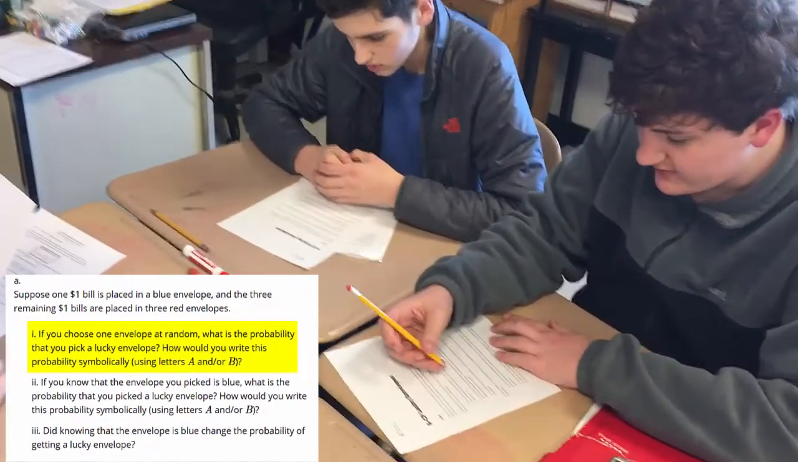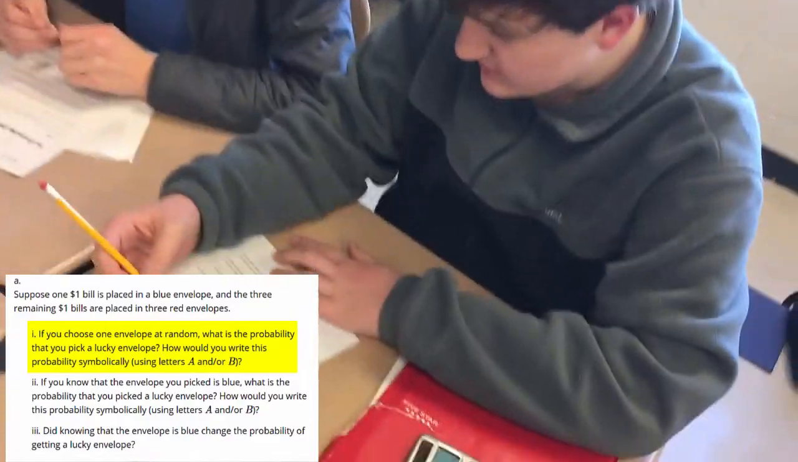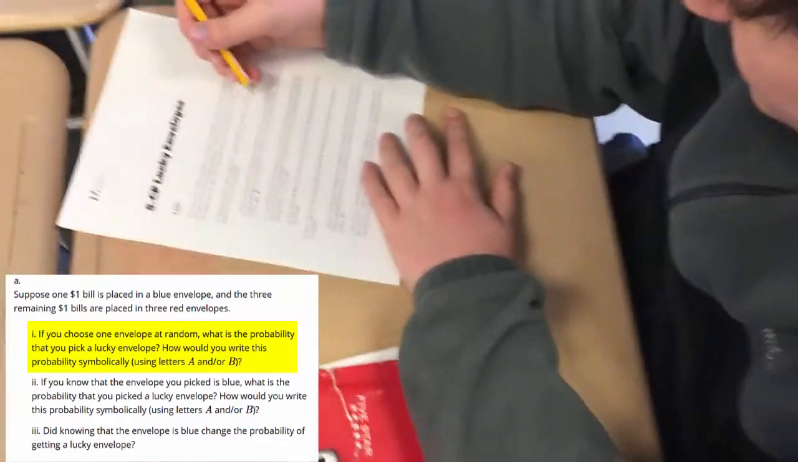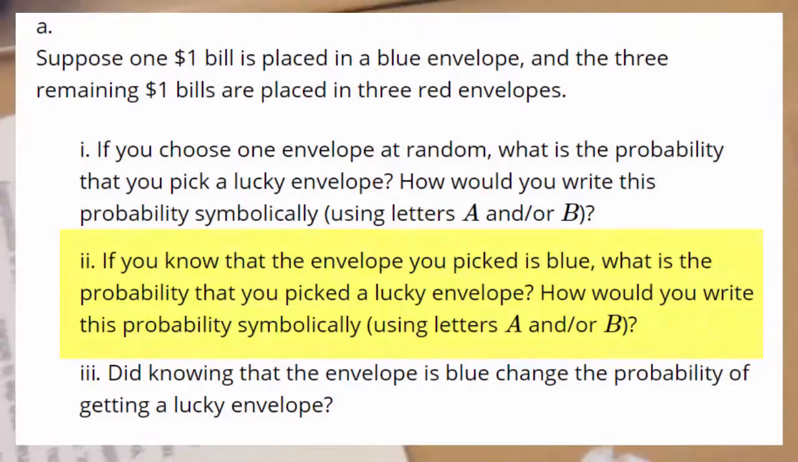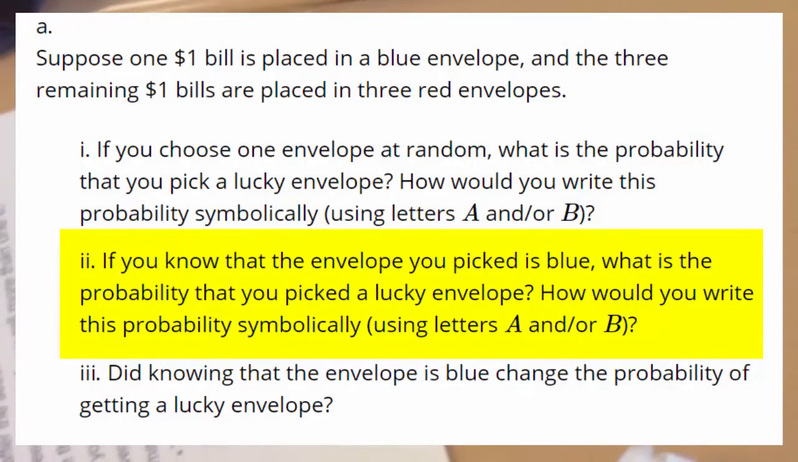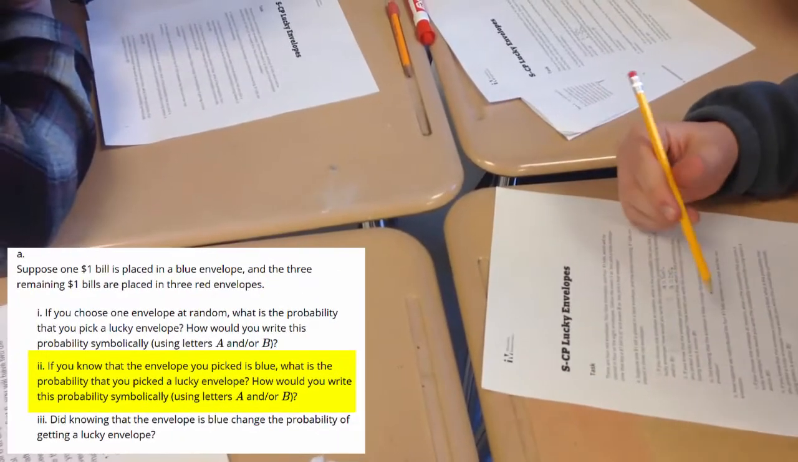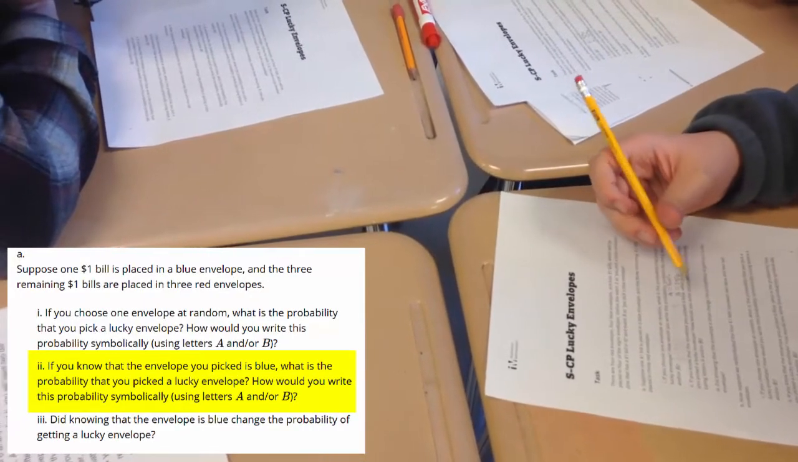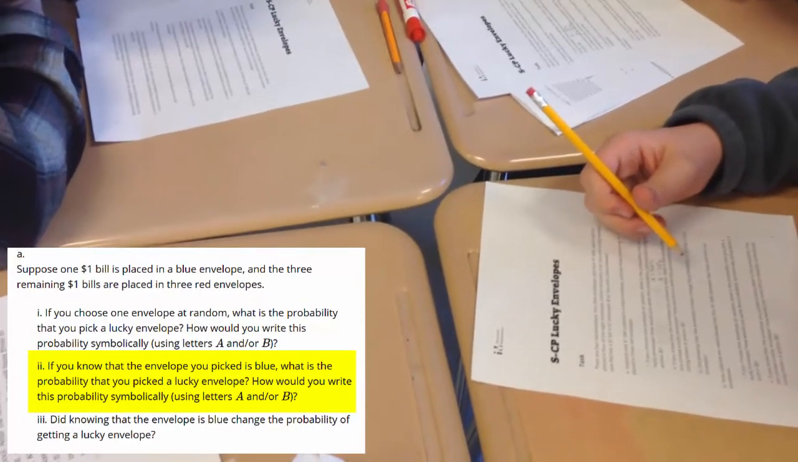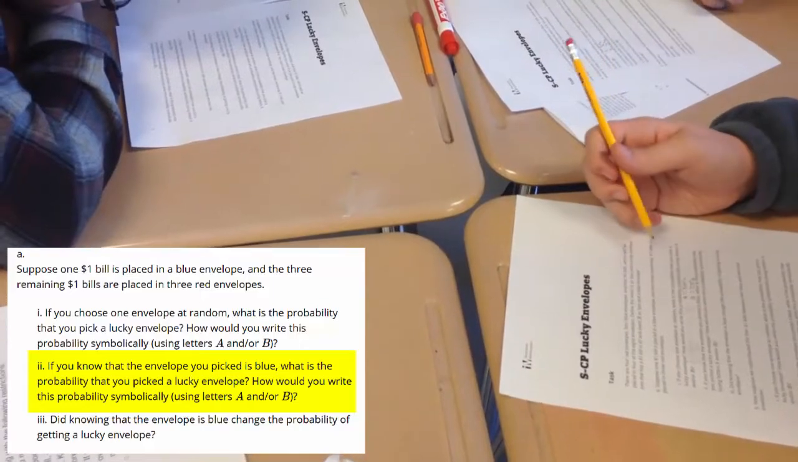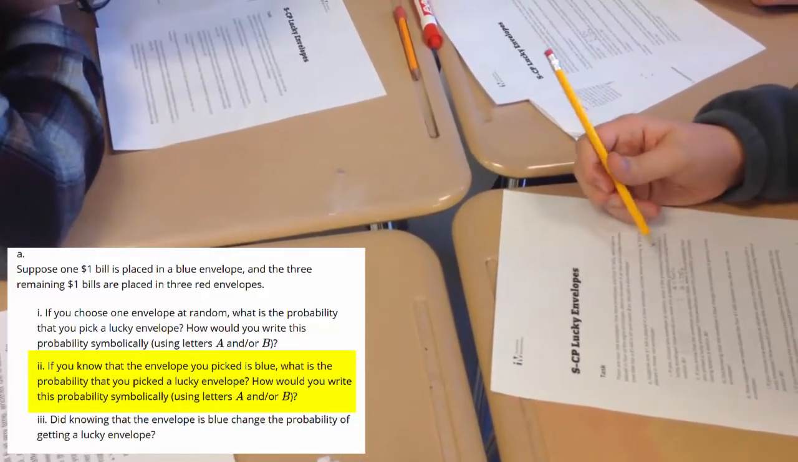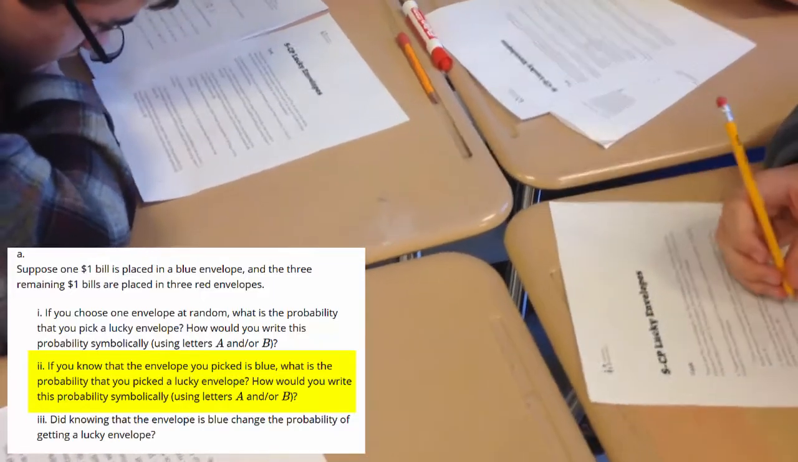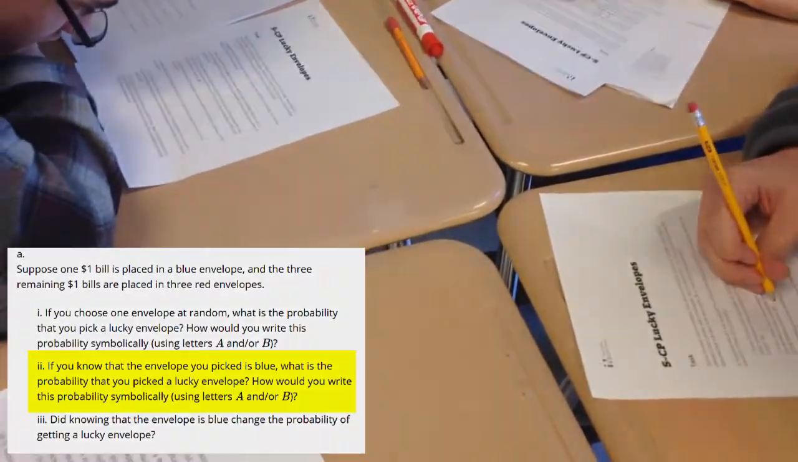The probability of A would have to equal a 50% chance since there are 8 envelopes and 4 have lucky things in them. So we are disregarding the red envelopes completely. So we know that the probability of A, getting a lucky envelope, given B, that you pick a blue envelope, would have to equal 25% chance. It's only 1 out of 4 are lucky.